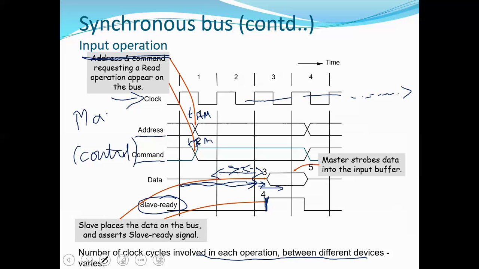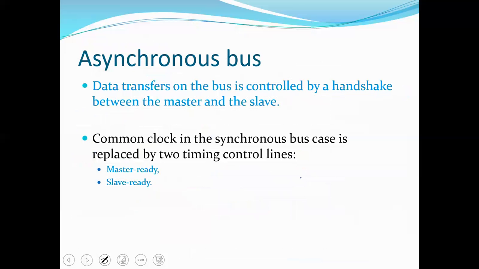The master is the initiator who initiates this transfer operation. We are taking the example as processor. And the slave is the device whom the master is addressing, and we are taking the example as keyboard. We are reading the data from the keyboard. Keyboard puts the data here.